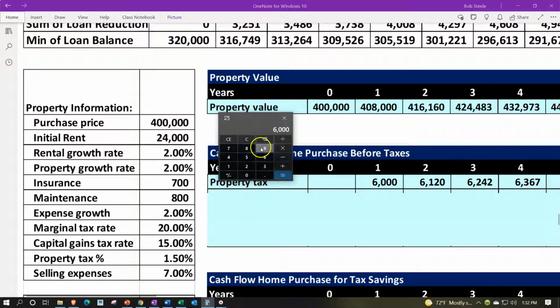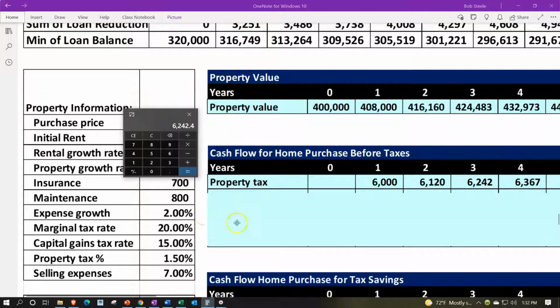So we're going to say then the second year it's going to be at the 408, our property value, times 0.015. That's going to be the 6,120. And then in year 2, the property value goes up to 416,160 times 0.015. Takes us to the 6,242, and so on and so forth with the property taxes.